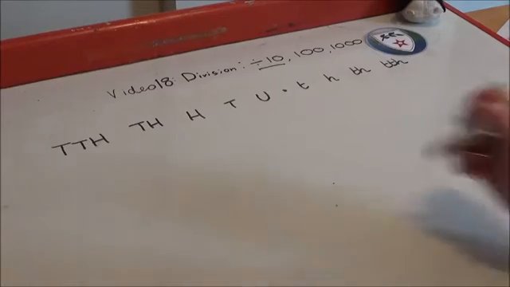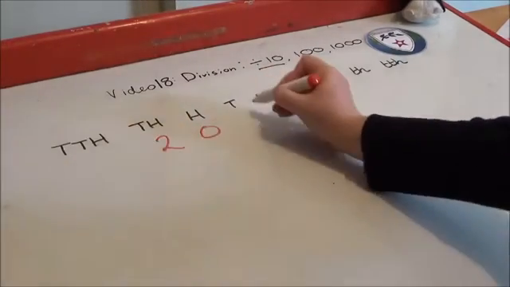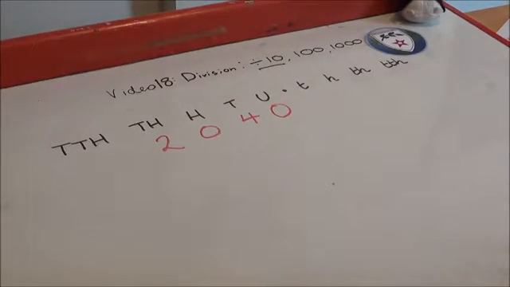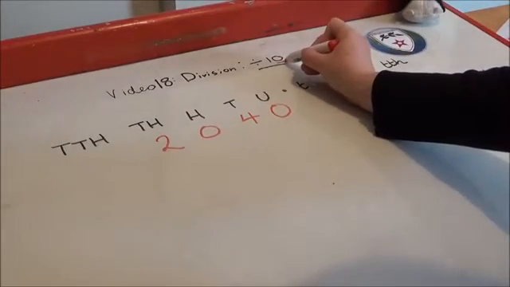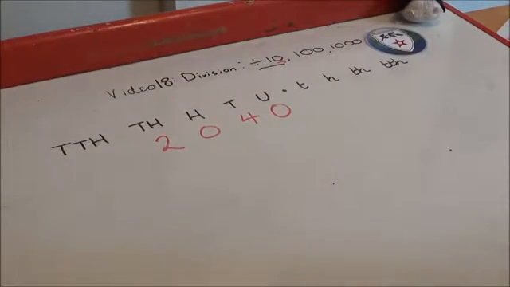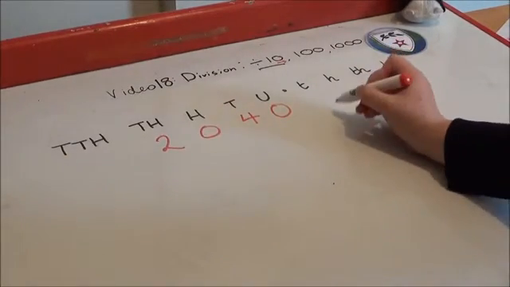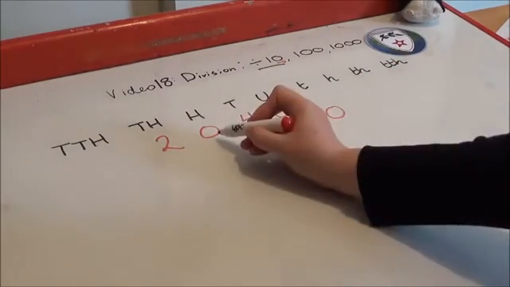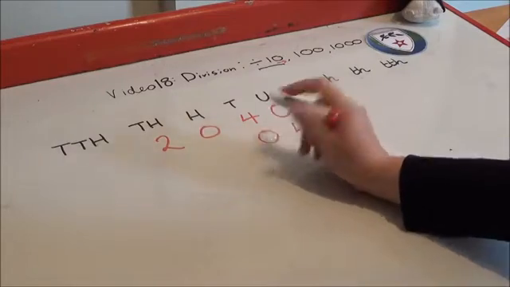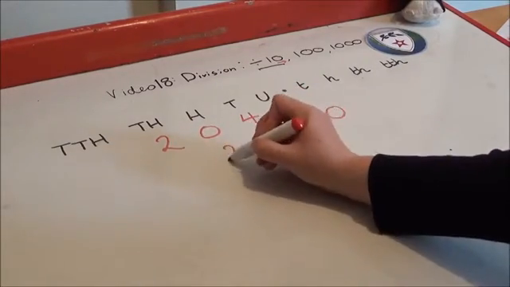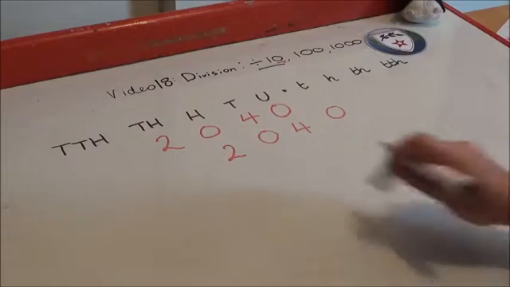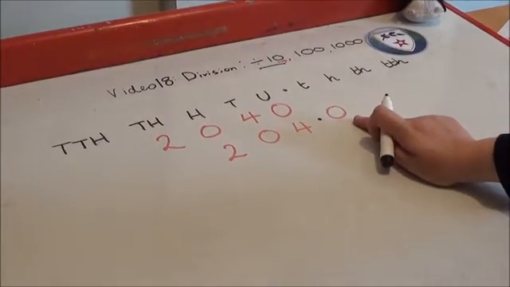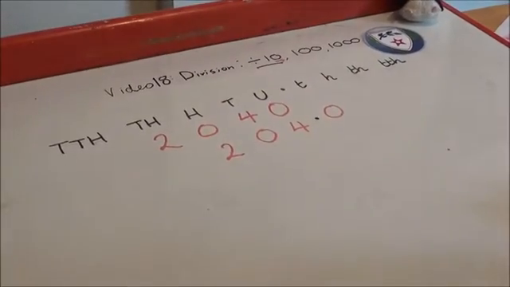So Merv had the number 2,940 and I asked him to make the number 10 times smaller or divide by 10. So we're going to move down the place value position 1 place. So the units are going to go to the tenths, the tens are going to the units, the hundreds are going to the tens, and the thousands will go to the hundreds, giving us the number 204.